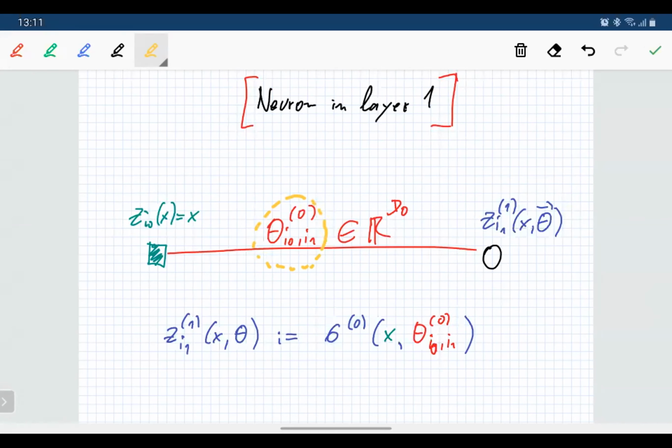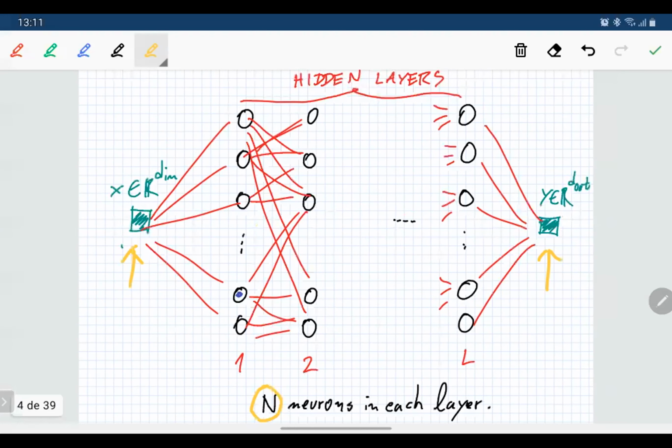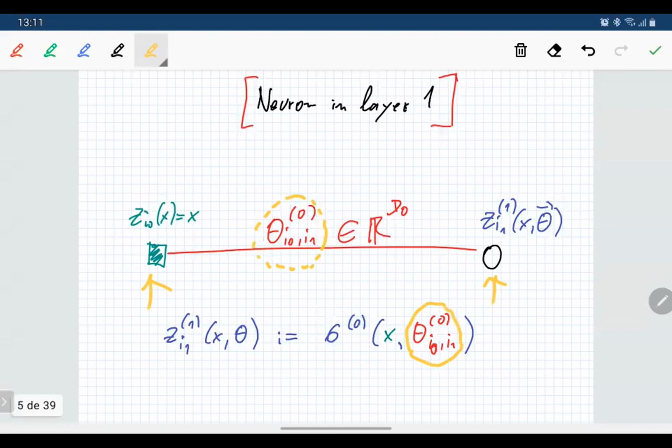So from layer 0, from the input, to layer 1, what you have is a function. For each unit in layer 1, you compute a function of the input and of this parameter. This parameter is associated with one of the edges in the previous slide, one of the guys like this one. And when I say parameter, I actually mean a vector. Parameters are always going to be vectors.